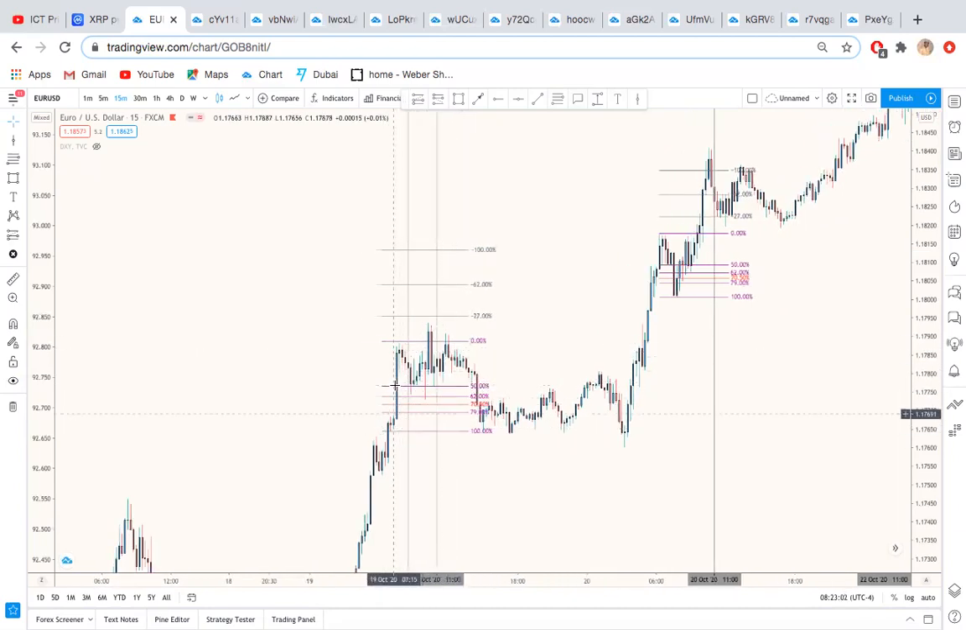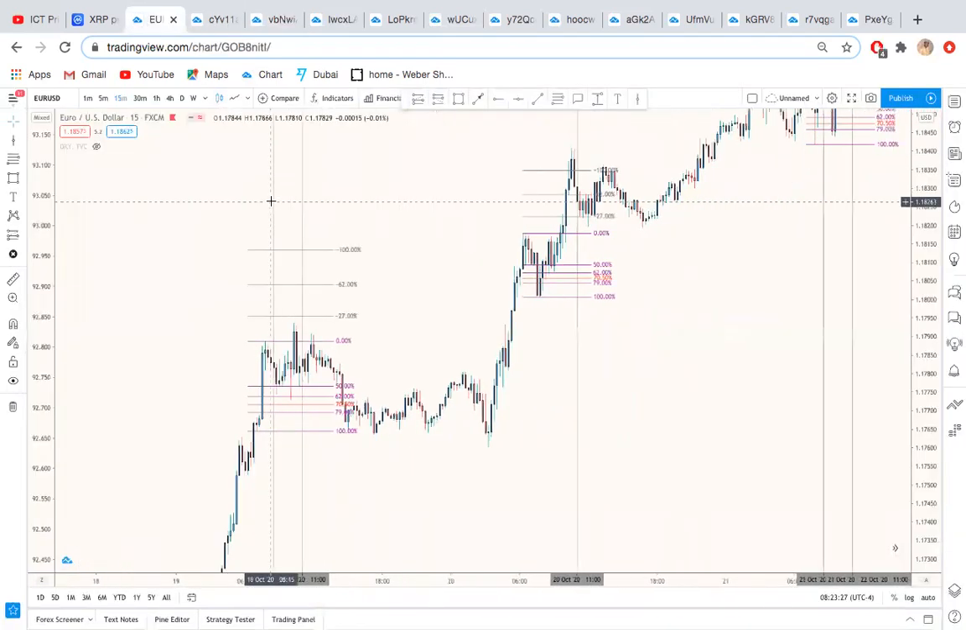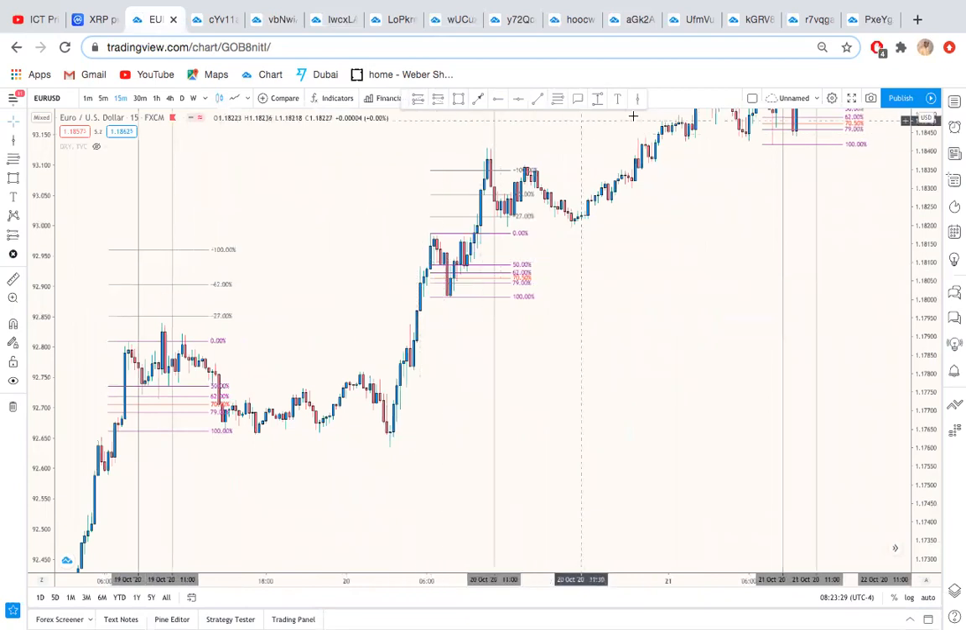You can see it's okay to draw the low and the high from London close. You can see how I set my buy limit in the middle of the 62% and 70.5% retracement levels, and exactly that's where it tapped. So let's go to the second one.